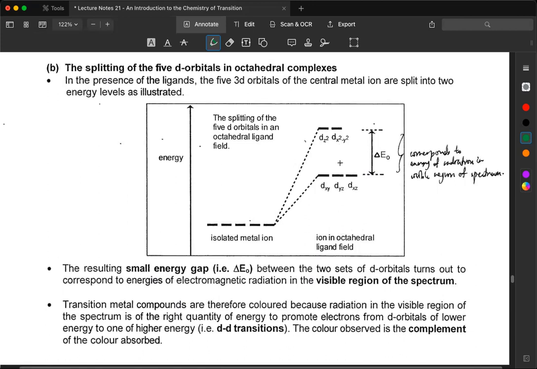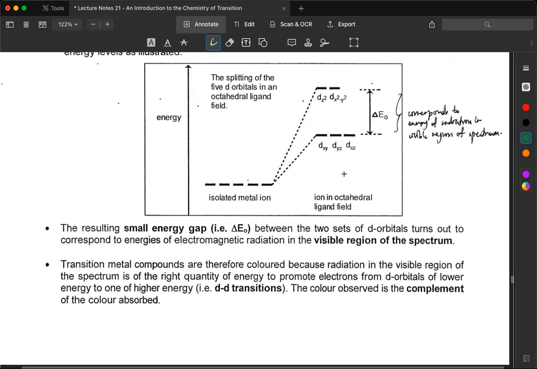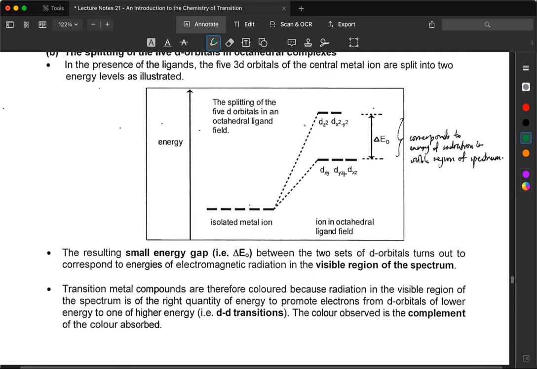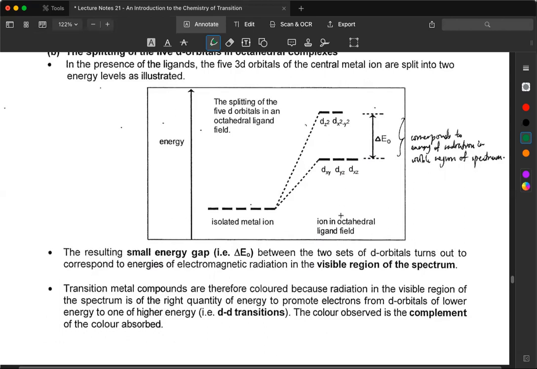These 2, although there is a difference in energy, it's a small energy gap because they are all d orbitals, you see. And it happens that it corresponds to the energy of electromagnetic radiation in the visible region because it's not so big. So it corresponds to the visible light spectrum. The transition metal compounds are therefore colored because radiation in the visible region of the spectrum is of the right quantity of energy to promote electrons from the d orbitals of lower energy to one of higher energy. We call it d-d transitions. And the color observed is the complement of the color absorbed.